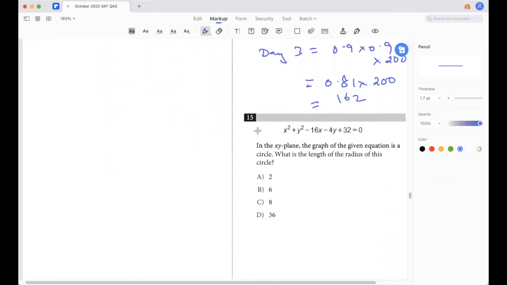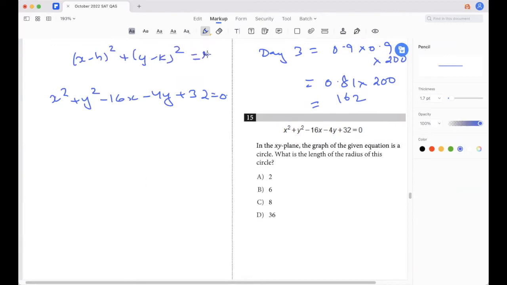In the xy plane, the graph of the given equation is a circle. What is the length of the radius of this circle? So x square plus y square minus 16x minus 4y plus 32 is 0. So we have to convert it into standard form, which is x minus h whole squared plus y minus k whole squared is r squared, where h comma k is the coordinates of the center and r is the radius.